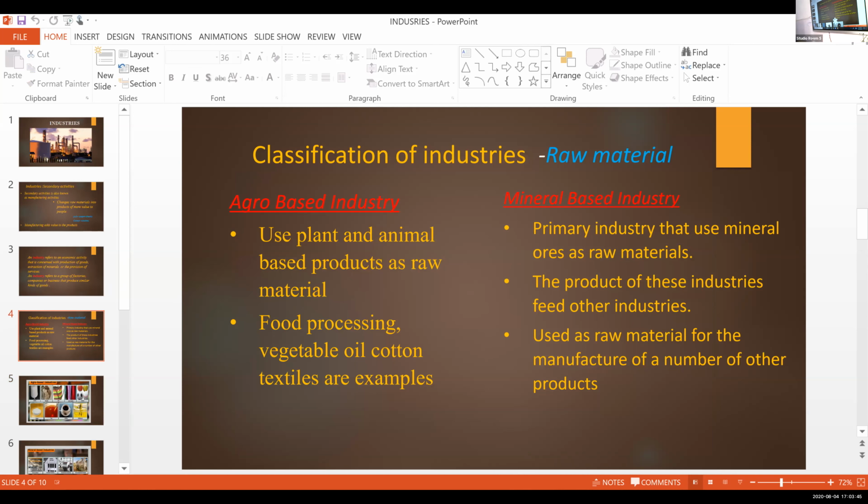Second type of industry is mineral-based industry. And what is mineral-based industry? Here one word is important, primary industry. Mineral-based industry is a primary industry, also known as primary industry. It comes under primary activity. Why do we have the word primary industry there?